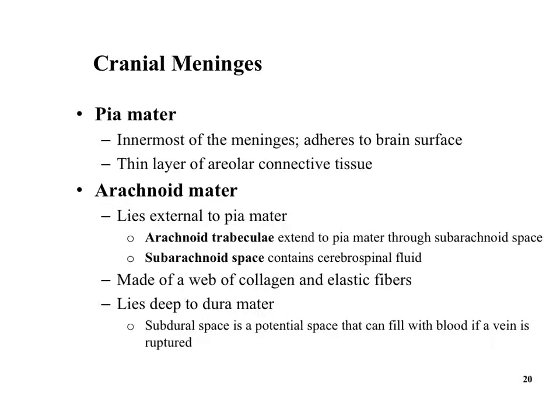Specimen. Okay, so the pia mater is the innermost, the arachnoid lies external, and you have what's called the subarachnoid space. That space underneath the arachnoid, the subarachnoid space, is where the cerebral spinal fluid is found. So if I needed a sample of cerebral spinal fluid, you have to stick a needle in through the dura mater, past the arachnoid mater, into the subarachnoid space to get the cerebral spinal fluid.